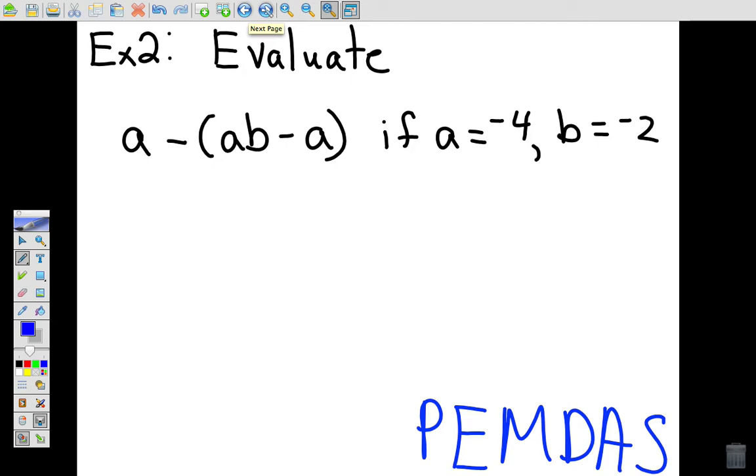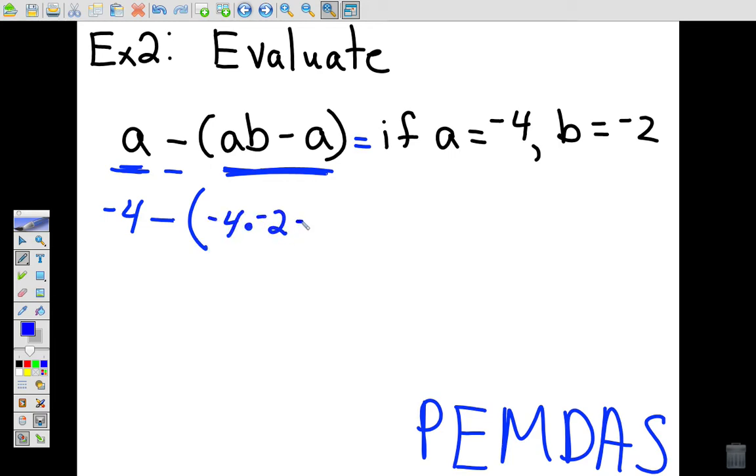Now the very first thing you need to do is you need to simply write down the expression after you put the numbers in for them. Now, what do I have here? I have a minus whatever a times b minus a is. So in other words, I got to figure out what ab minus a is, and then take that away from a. So let's see, a is a -4 minus parentheses a times b, -4 times -2 minus what a is, -4. So I very carefully substituted the numbers in for the letters.